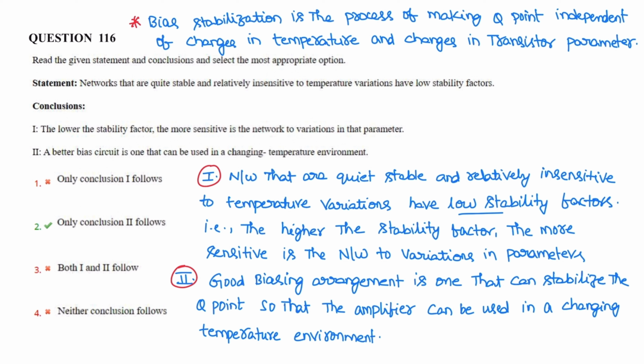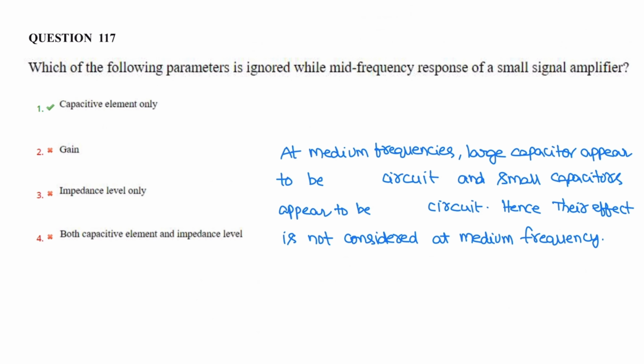Next, second statement. A good biasing arrangement is one that can stabilize the Q point so that the amplifier can be used in a changing temperature environment. A better bias circuit can be used in a changing environment because it stabilizes the Q point. So conclusion 1 is false and conclusion 2 is correct.